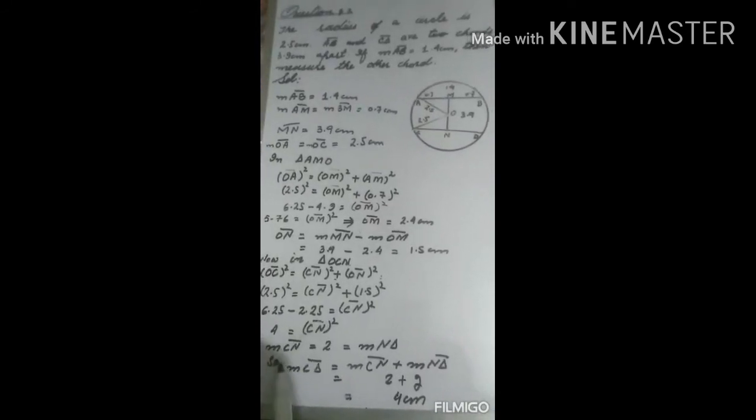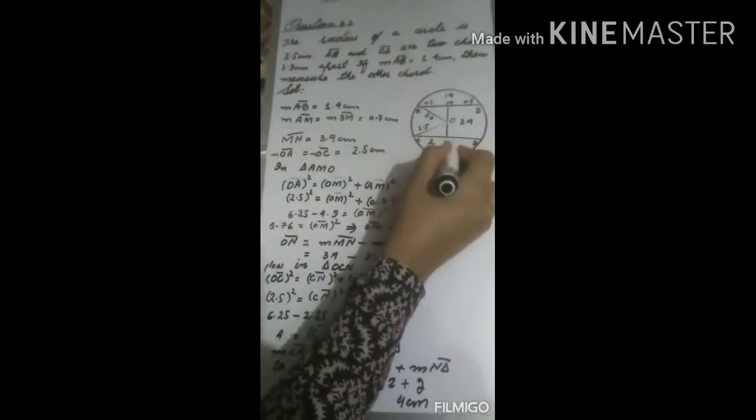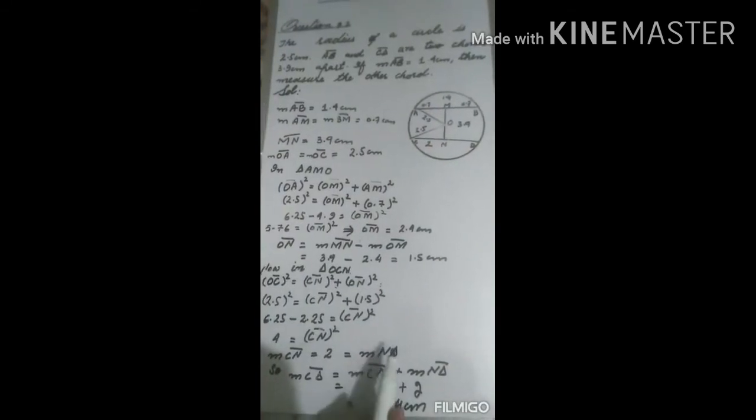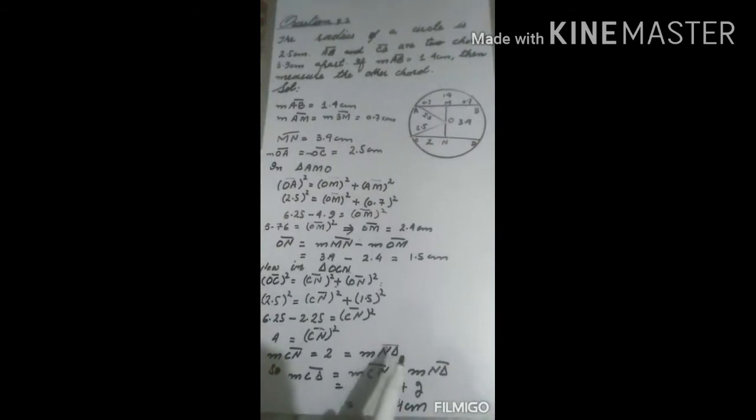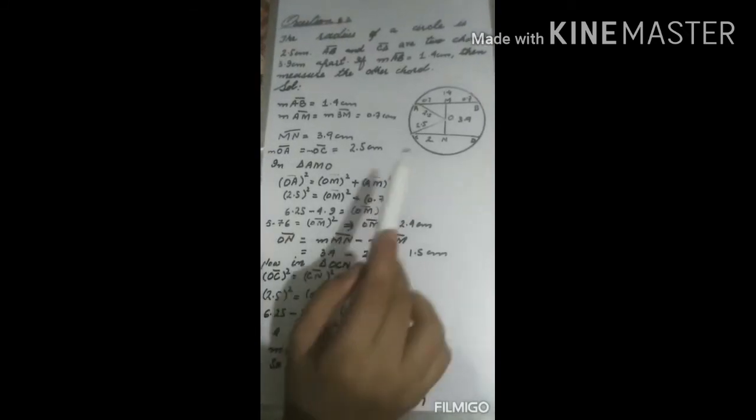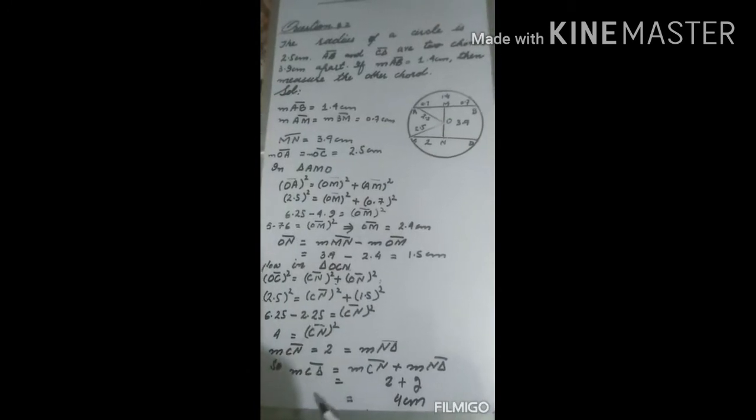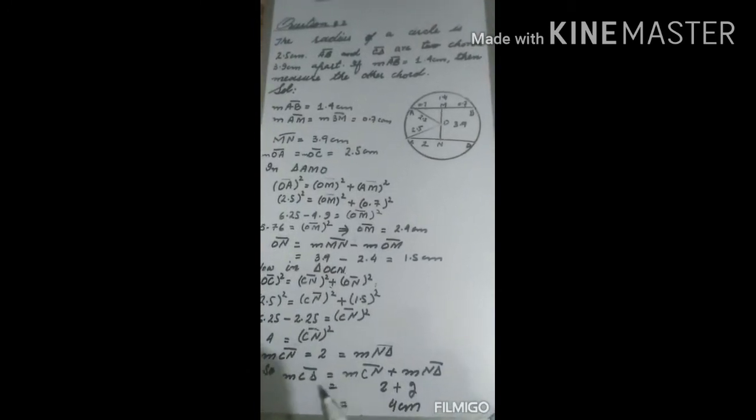By taking square root, your answer will be 2. So as CN is equal to 2, our ND will also be 2. So the measurement of ND will also be 2. As I have told you in the start, if a distance from the center is coming towards the chord, then this distance will bisect the given chord.